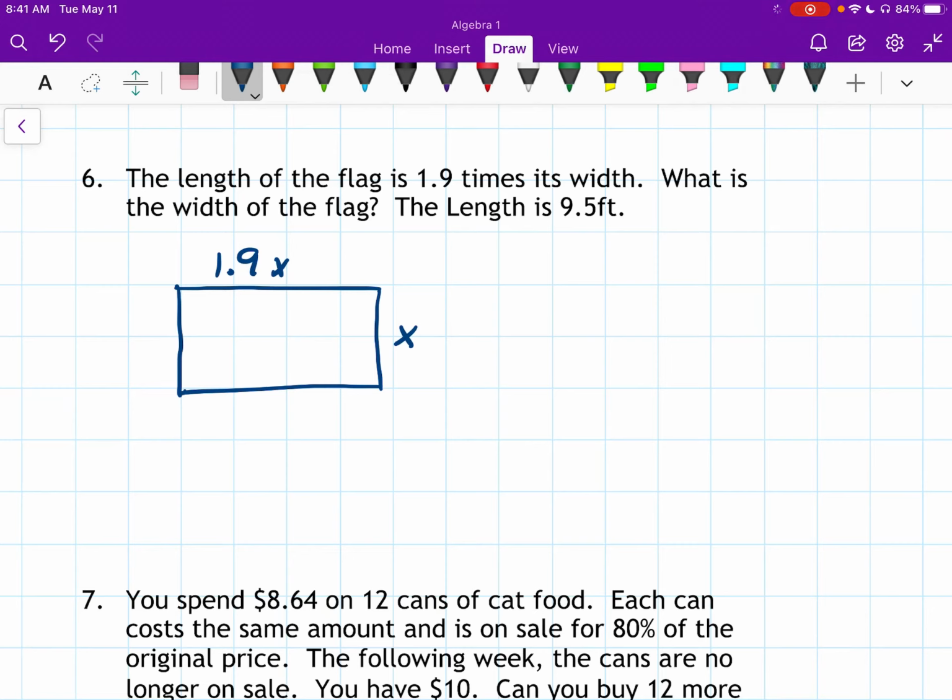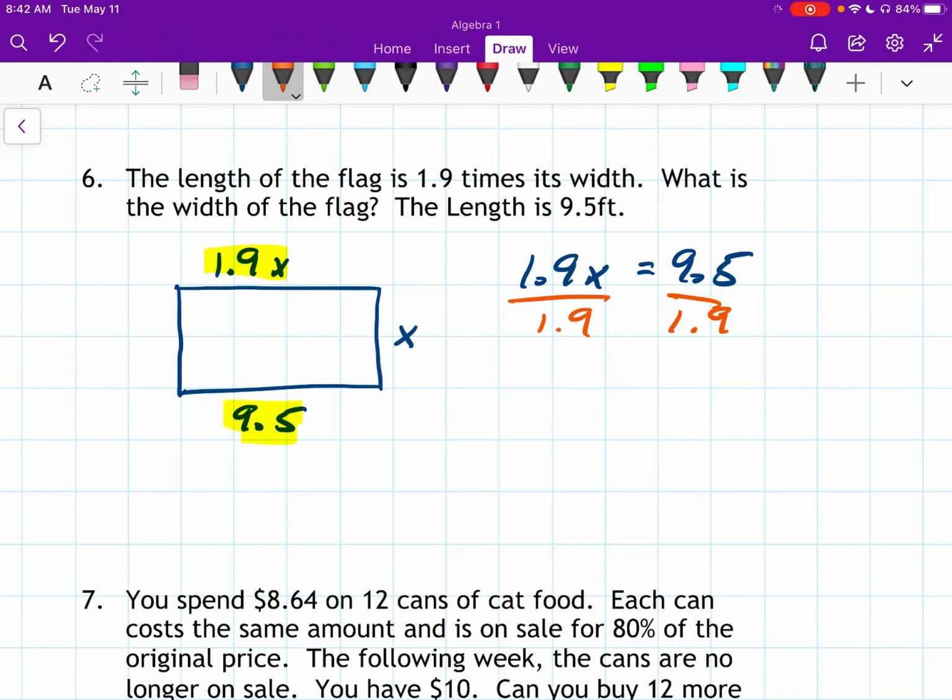The length is 9.5, so that would also be there, right? We all know that flags are normally rectangular. Sometimes they're square, but this time it's a rectangle. So 1.9x and 9.5 are going to be equal. Whenever I divide, I end up getting 5.